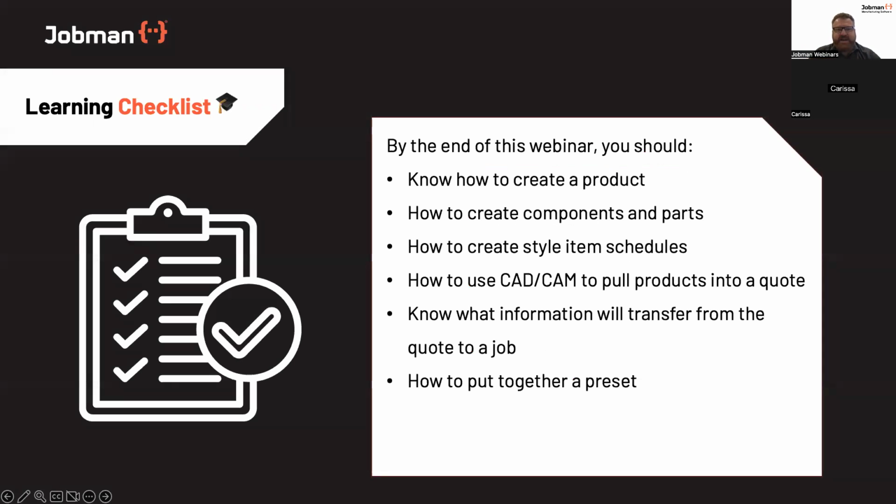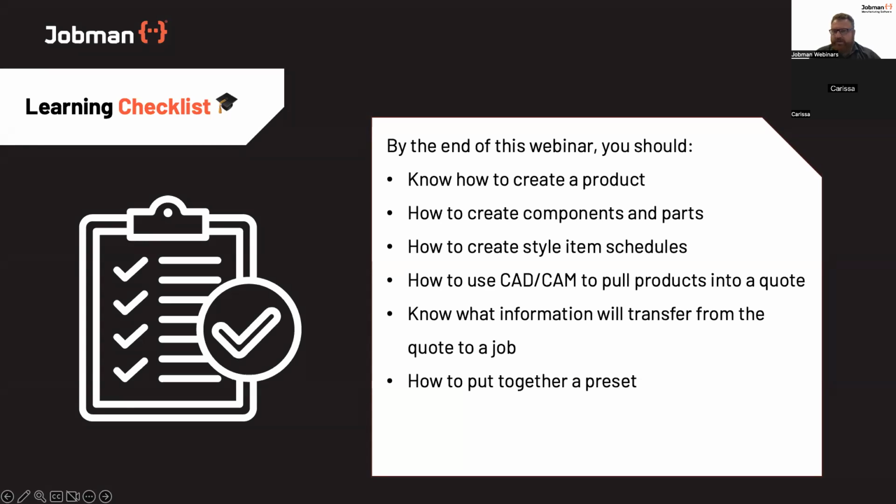Hopefully by the end of today, you'll know how to create a product, you know how to create a component and/or part. You'll have a good understanding of how style item schedules for price ranging work. And I'll dive into all this terminology in a little bit more depth. So don't worry, we're going to really cover this off quite well. How to use a CAD/CAM product to pull products into a quote. What information will transfer from the quote to a job?